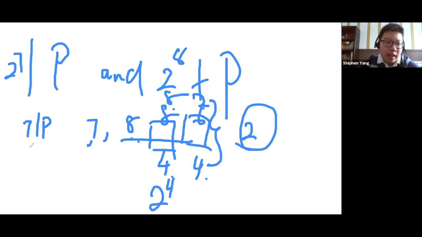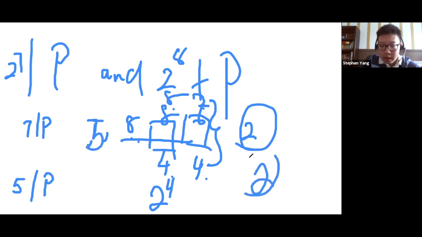Okay, so that is when p is divisible by 7. And when p is divisible by 5, use the same method as 7. Really, it is just changing this 7 to a 5. You also have 2 solutions. And so now let's consider p is not divisible by 5, nor is p divisible by 7.